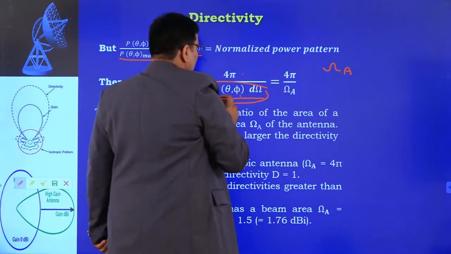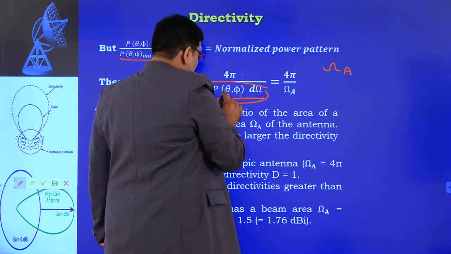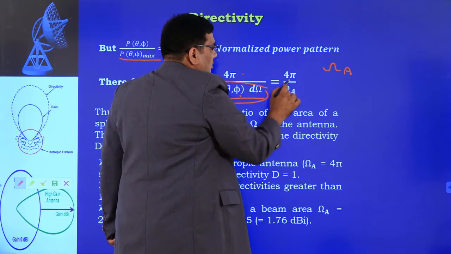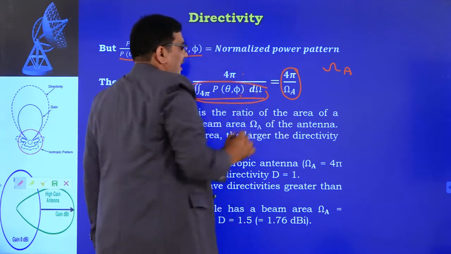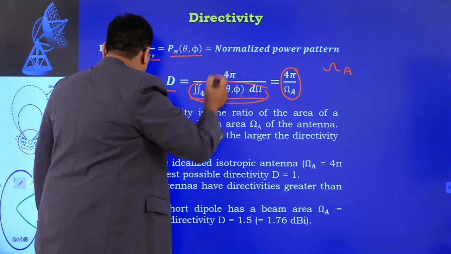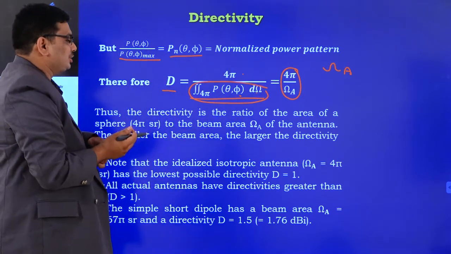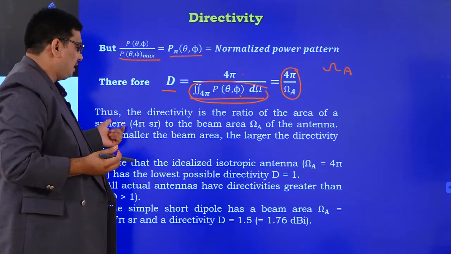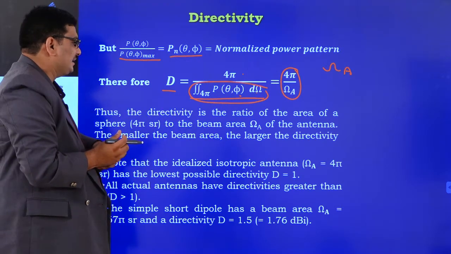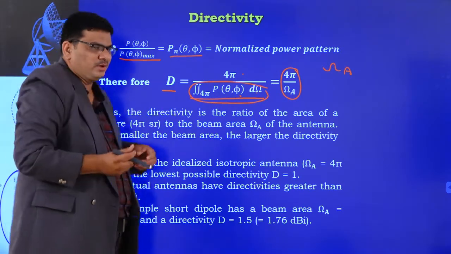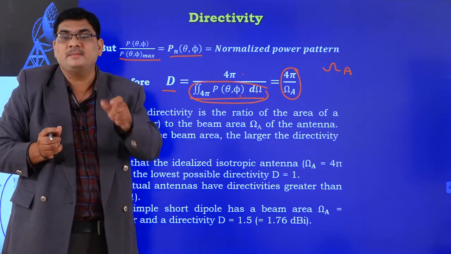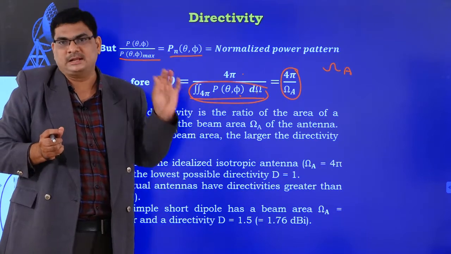That is equal to the surface integral of P of theta comma phi into d omega. So 4 pi by omega A. So directivity is equal to 4 pi by omega A. So directivity is the ratio of the area of the sphere with 4 pi radians to the beam area of your antenna. Depending on your beam area, your directivity depends.